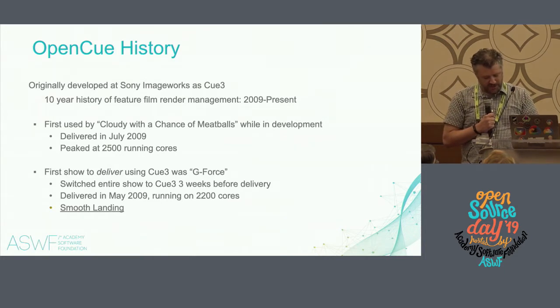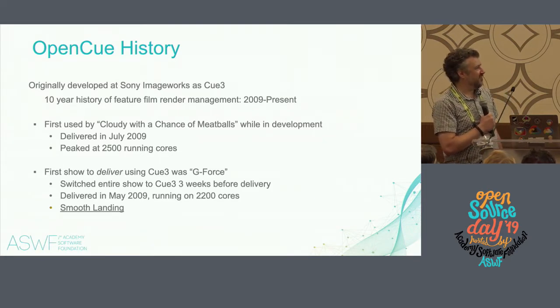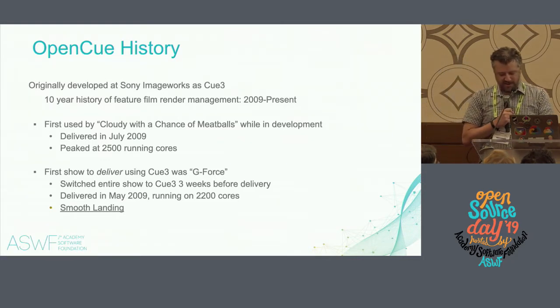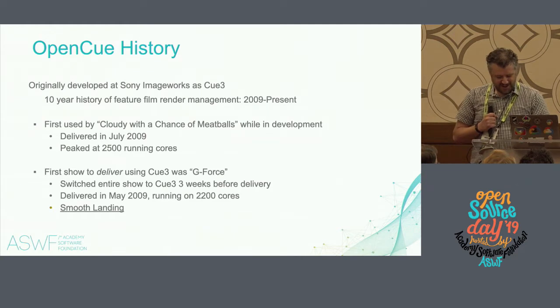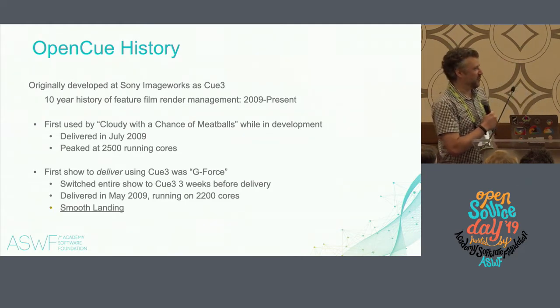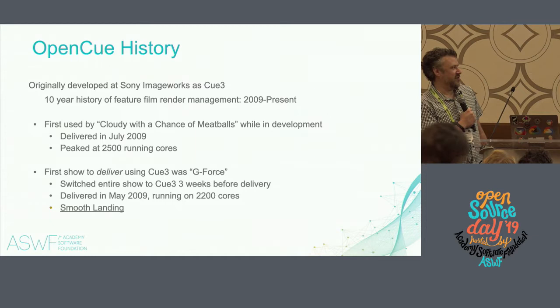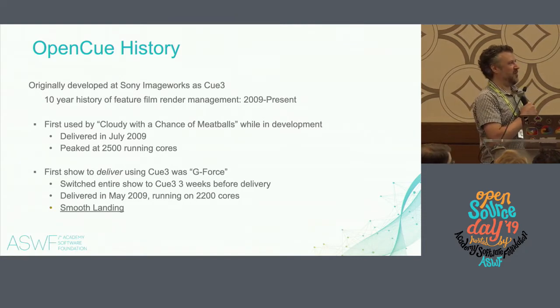Cloudy with a Chance of Meatballs was still using Q3 while it was in development. And so they were very much sort of stress testing it and everything else as it went along. And that show delivered in July of 2009. And they peaked at, if you can imagine, 2,500 running cores. What's interesting, though, is the first show to deliver on Q3 was not Cloudy with a Chance of Meatballs. It was actually G-Force, which was scheduled to deliver in May of that year, and in the last 3 weeks before delivery, basically pulled a crazy Hail Mary and switched the entire show over to Q3 from the old system, peaking at about 2,200 cores, and actually it worked out for them. It was a smooth landing.